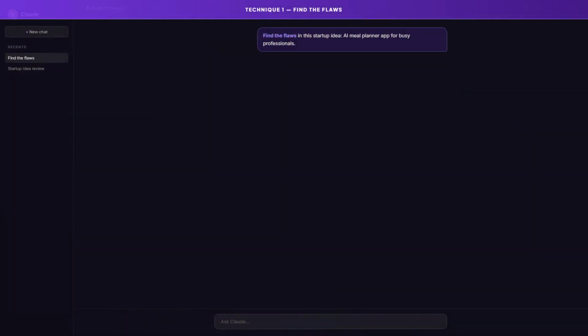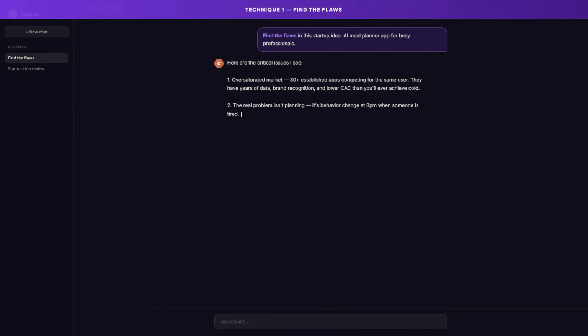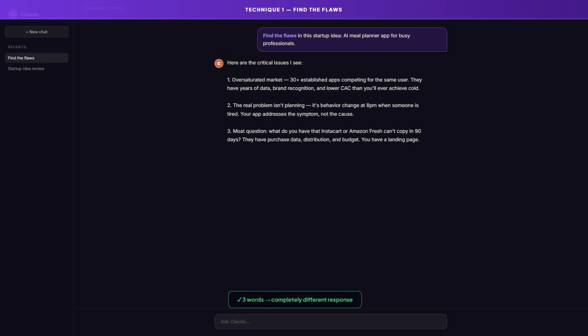Now add 3 words at the start. Find the flaws. Same idea, completely different response. Here are the critical issues. 1. The market is oversaturated with 30 established players. 2. Unit economics are difficult in this category. 3. Your moat question. What stops a bigger player from copying this in 90 days? That's the conversation you actually needed.